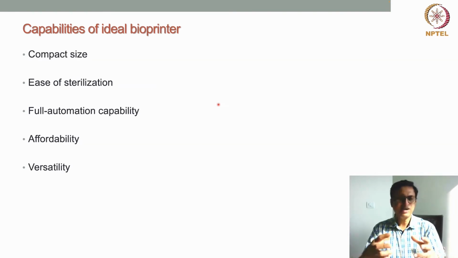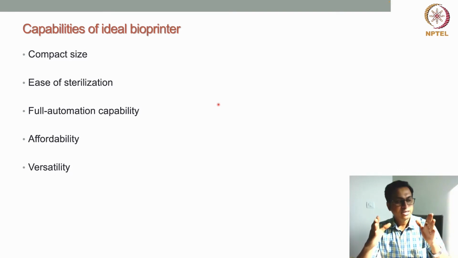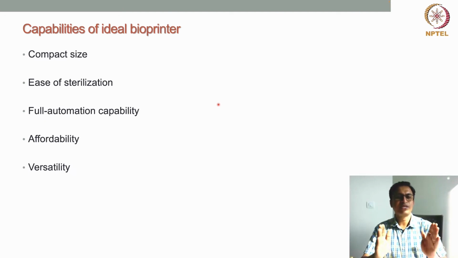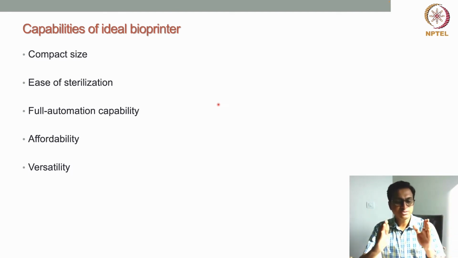Why? Because if I use a bioprinter, if the size is huge, then I cannot keep that inside a sterile room. Suppose, for clinical translation, it is required that the bioprinter should be kept inside a clean room facility or GMP facility, right? So that the tissue printing process can be done under the GMP, right? So that's why if the bioprinter is of compact size, then I need very less space.